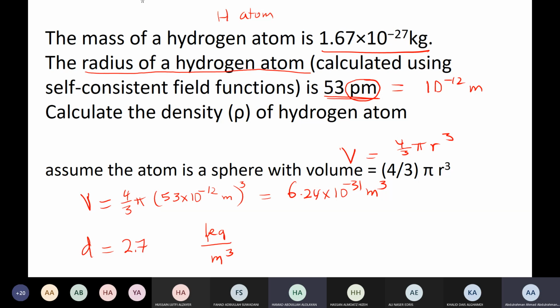2,676.28. 7 times 10 to the power 3 kilogram per meter cube. Okay, good. I want you to give me the same answer in kilogram per liter.